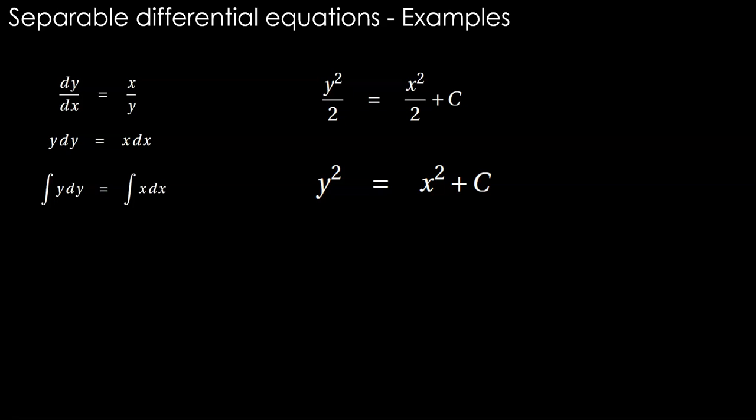We're not done yet. We have to solve for y. We need to find what the original function was. So I take the square root of both sides. And remember, if you take the square root, it's plus or minus. I don't know which one it is. So that is our general solution.